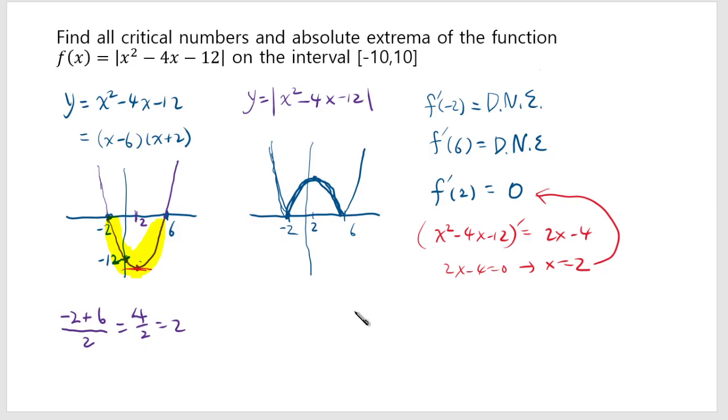A lot of our previous examples, all you had to do was differentiate and set the derivative equal to 0, or just investigate where the derivative is not defined. But for this example, you really need to know the graph in order to find the critical numbers. Okay, this is our first result. Critical numbers are -2, 2, and 6.